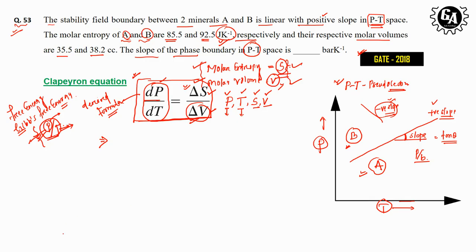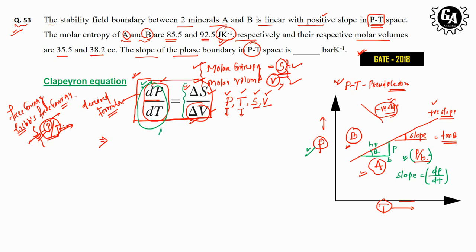If we make a triangle, let me change the color. This is the slope, this is the p, this is your b, and this is your hypotenuse h. So tan theta is equal to p by b. Here p corresponds to pressure and b corresponds to temperature, so we can calculate the slope to be dP/dT. In the Clapeyron equation, dP/dT is equal to your del S by del V.